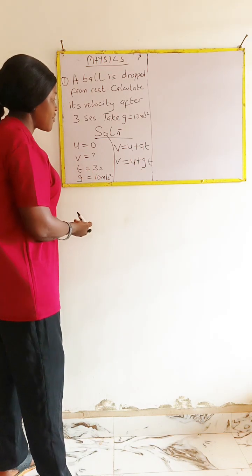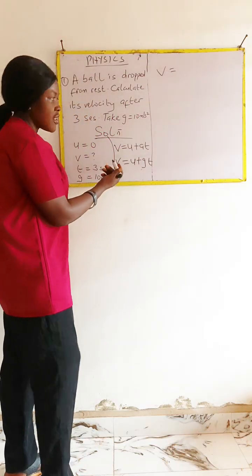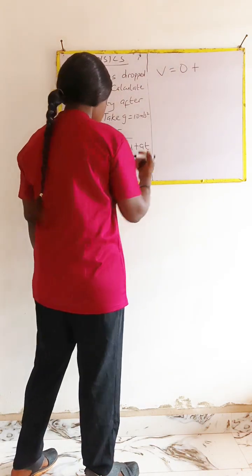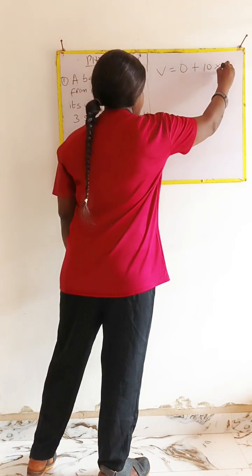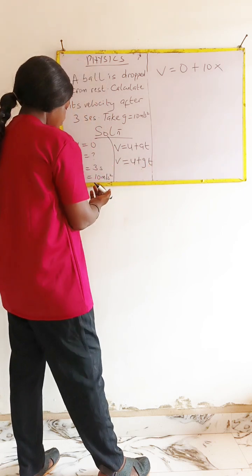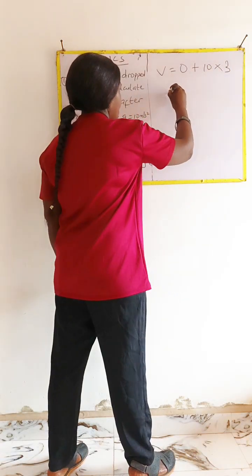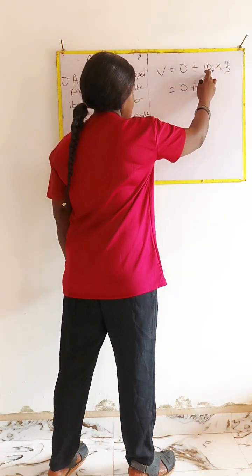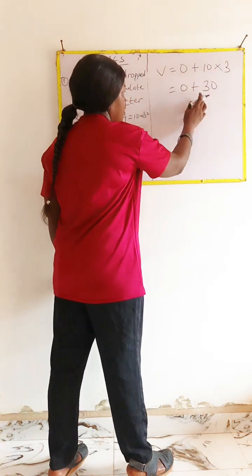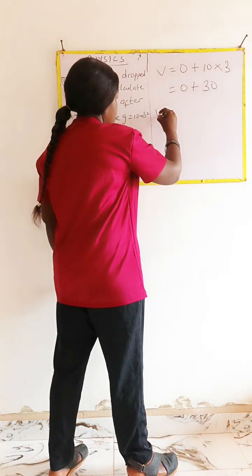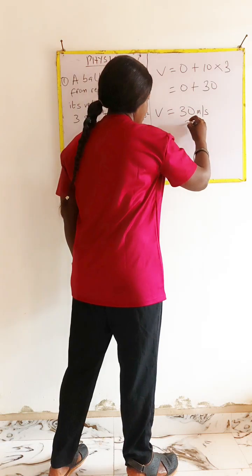Good. So putting this inside the formula, I will now have v equals u, which is 0, plus g, which is 10, times time, which is 3. So I will now have 0 plus 10 times 3, which is 30. So 0 plus 30 will give me 30. So v is equal to 30 meters per second.